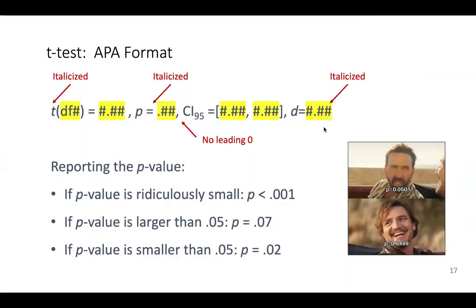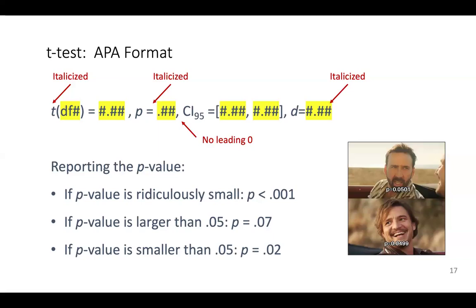We report the t statistic as a lowercase t. It's italicized. We have degrees of freedom in parentheses, and then we say that it equals the t score. We then include the p-value. The p itself is lowercase and italicized. We report the p-value. And this is where you might see some variation.